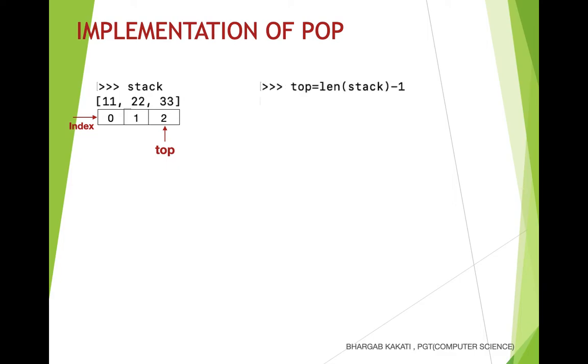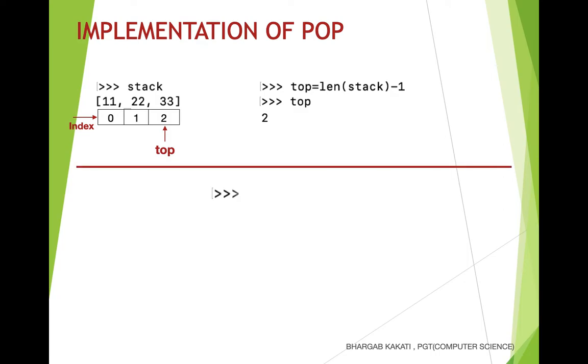How to find out the top? Length of stack minus 1, so top is 2. Now pop means what? Pop means removing of elements. Now from where will the elements be removed? Elements will be removed from the top of the stack.